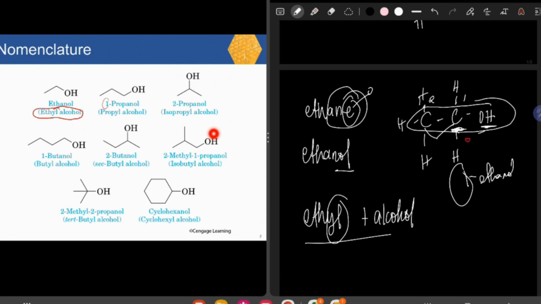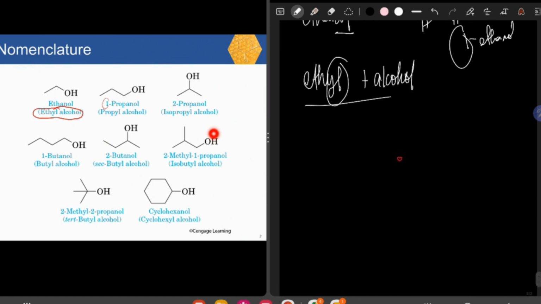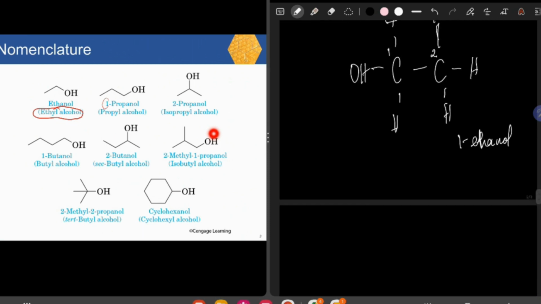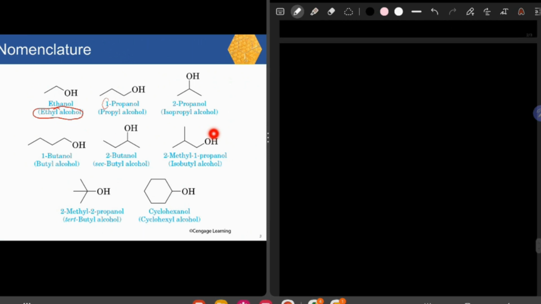Ma'am, and what if, bakit ma'am ganun? What if inilagay namin dito sa carbon na to yung OH, halimbawa, ganito yung itsura niya. Ganito yung itsura niya, guys. Okay. At ito ko ilagay. Then, dito tayo magbibilang, magsisimula. 1, then 2. That will still be 1 ethanol. You understand? Parehas pa rin. How about propanol? Dito tayo magkakaroon ng 1, 2, 3.